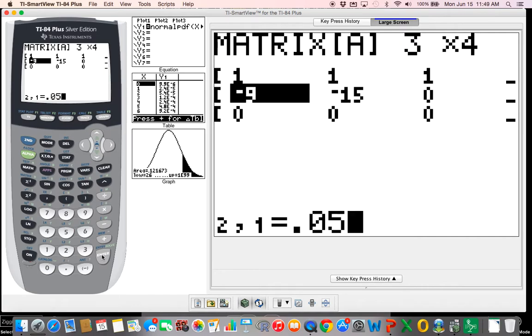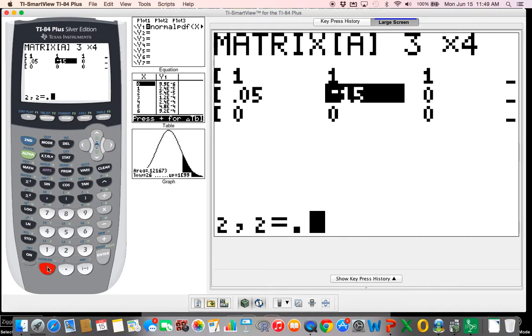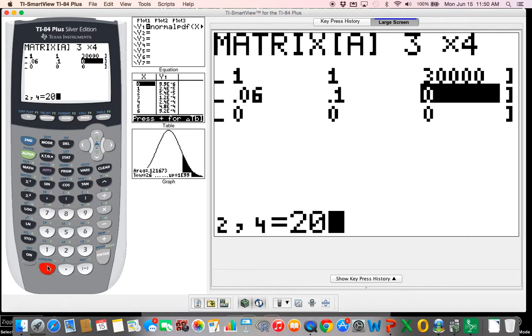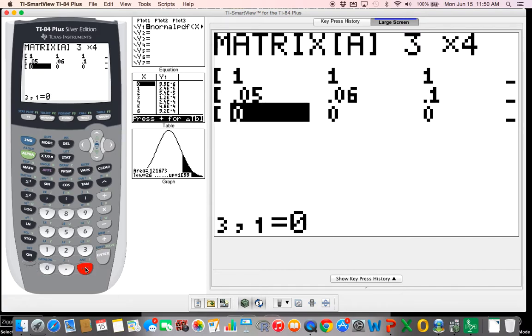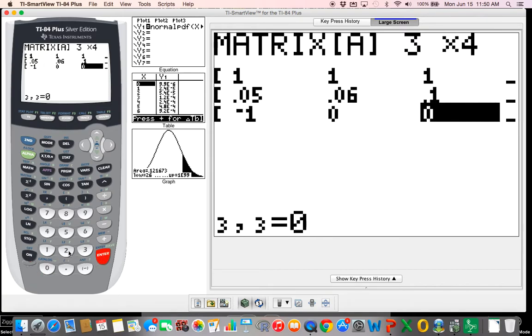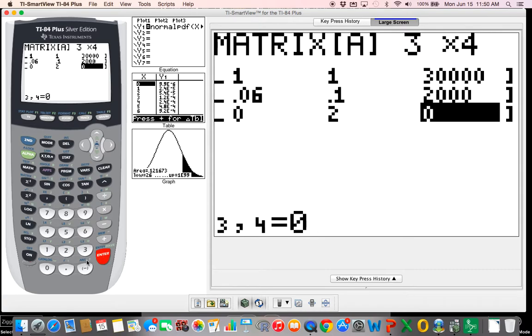I hope that was 0.06. I'm starting to guess if it was or not. Seems like it was 0.075, so this may not even work out. We'll see. Alright, if you type slower than me, that's fine. So negative 1, just pause me. 0 and 2 and 0.